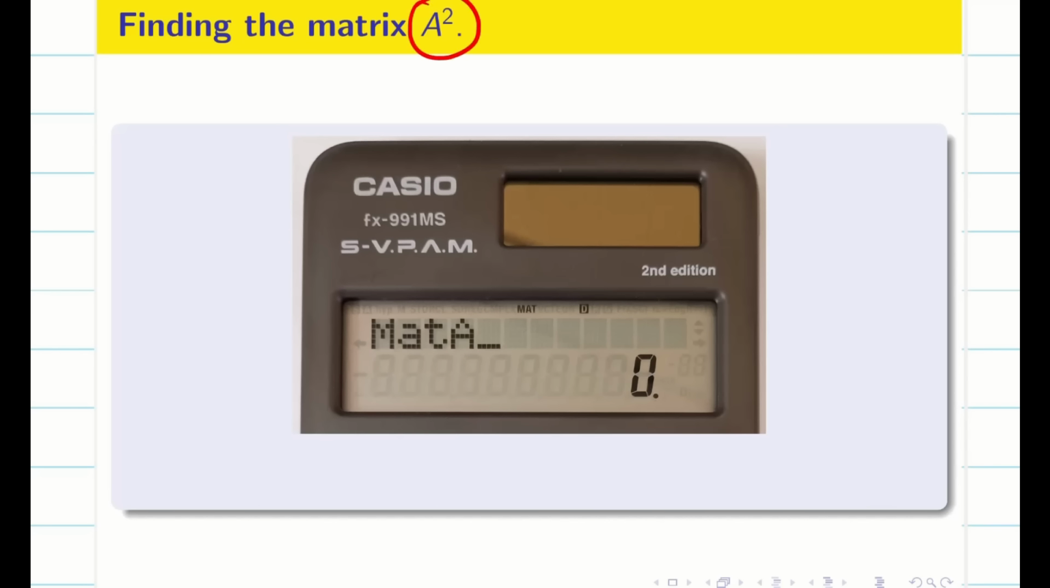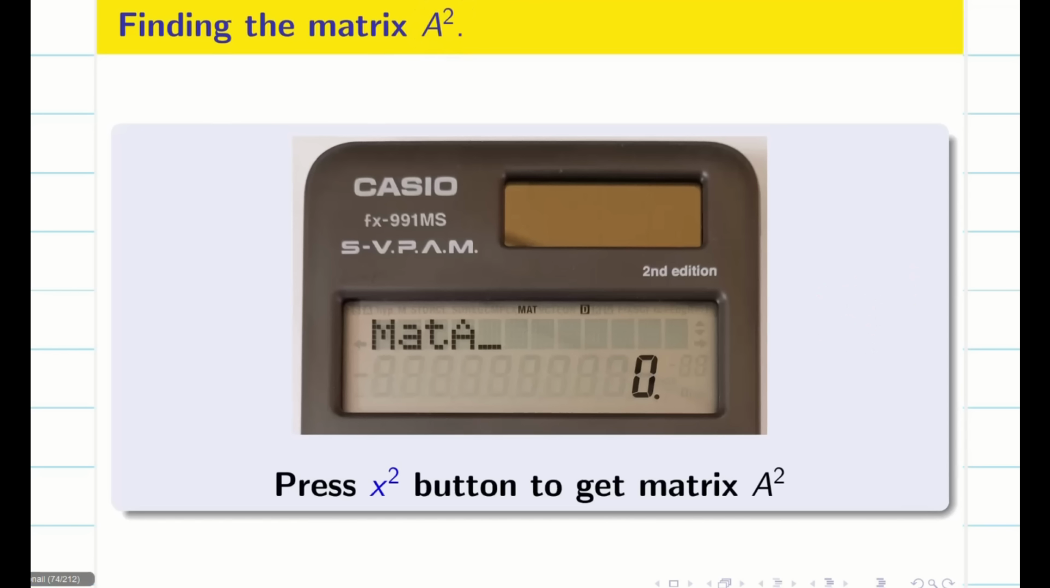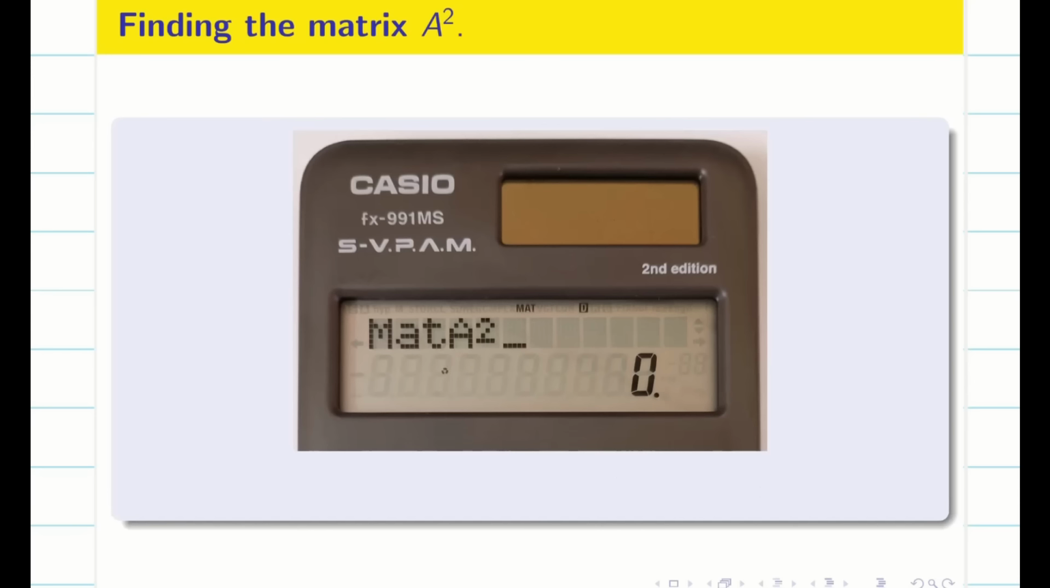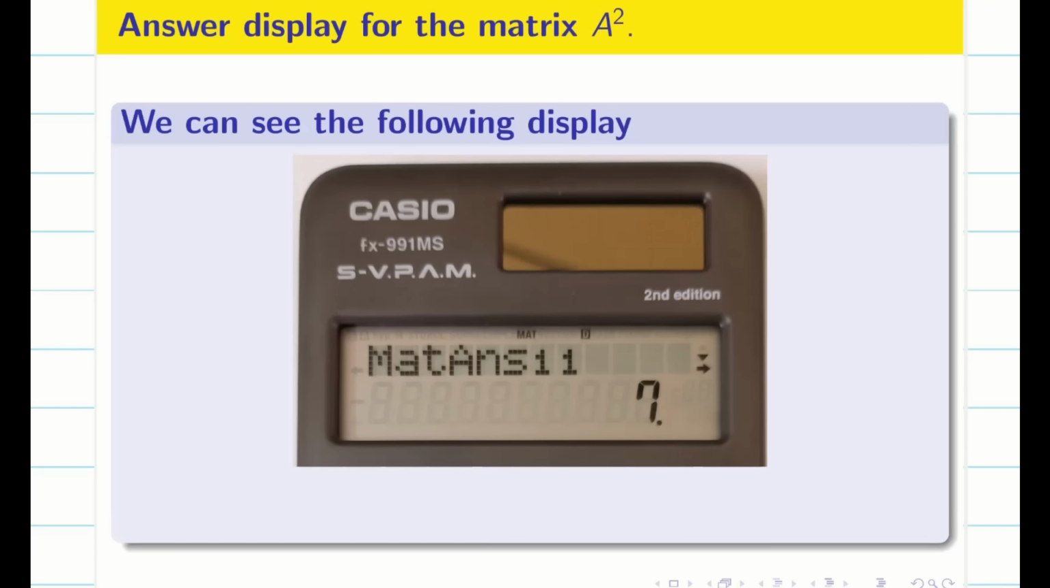I want to find A square. So you can see the x square button in your calculator. Press the x square button to find the matrix A square. So the display will be like this. Once you press this, press equal to button, and start seeing the display. For 1 1 it is 7.